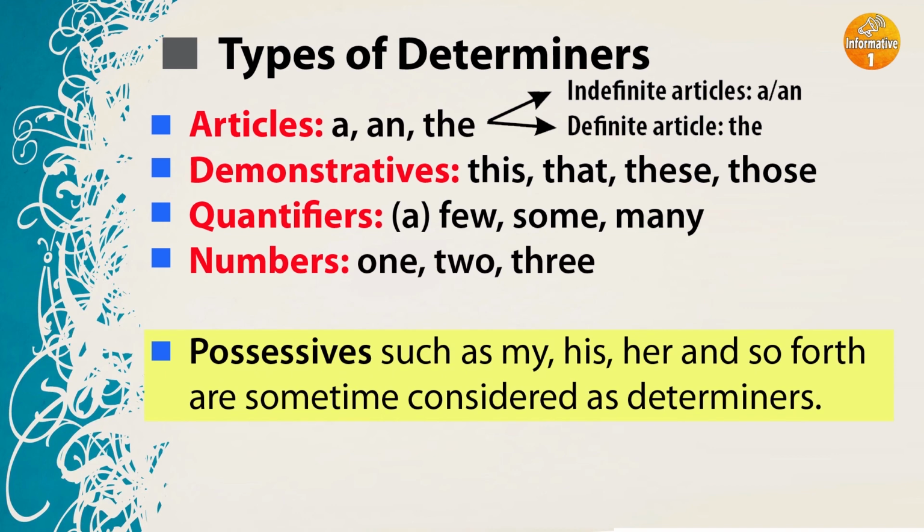Possessives such as my, his, her, and so forth are also considered determiners because they actually determine a relation for a noun. So if I say my head or his pen or her computer, it's actually describing or determining a relation of that noun. So although some grammarians group them with pronouns, personal pronouns, many say that they are basically determiners.